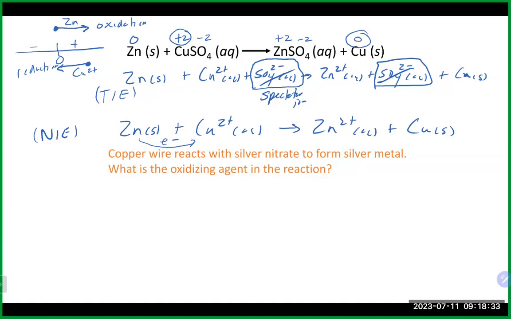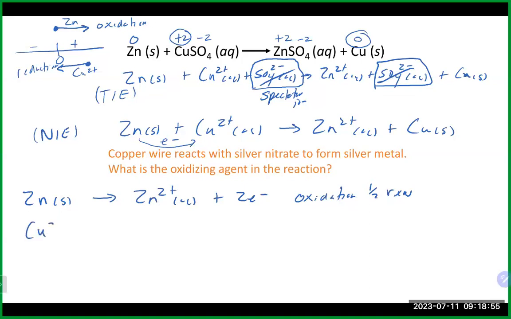Now we could write the half reactions that are taking place here. Our oxidation reaction is our zinc going to zinc with a 2+ charge, with a couple of electrons coming off. That is our oxidation half reaction. Our copper is going to pick up those 2 electrons and make our copper here, and this is our reduction half reaction.